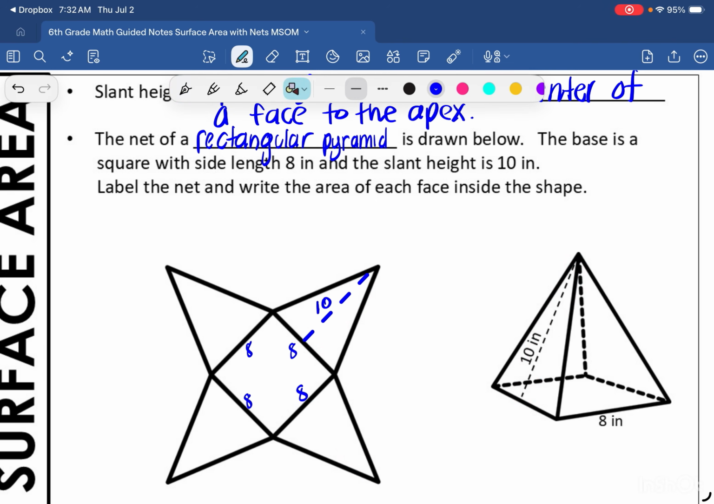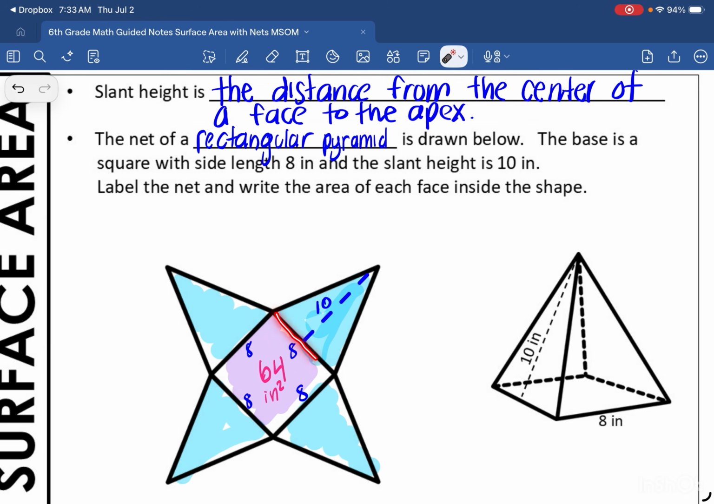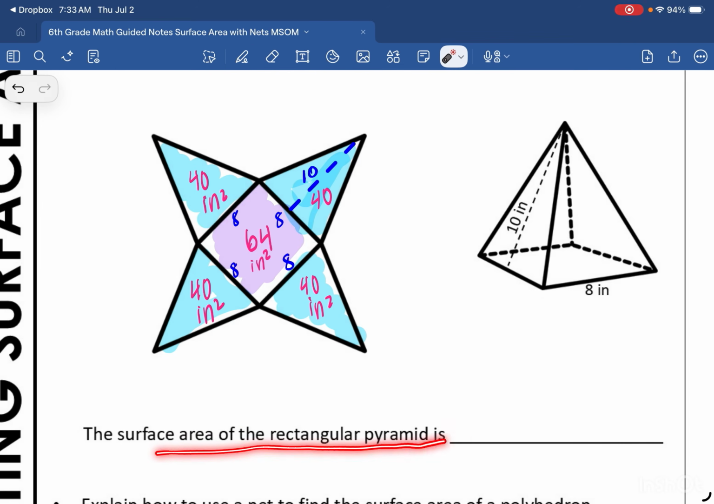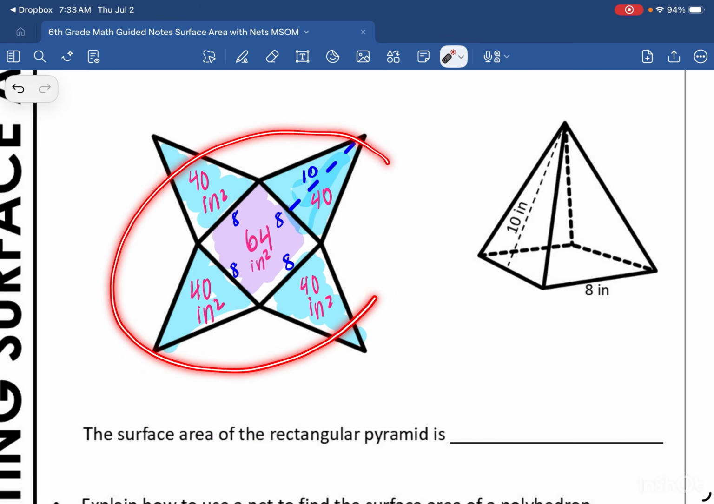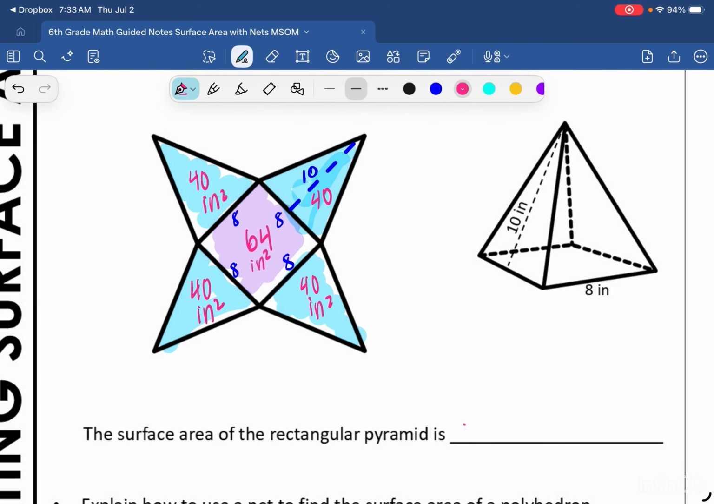The face in the middle right here will be 8 times 8. That will be 64 inches squared. The triangles will all have the same area because that base is a square. Therefore, they will all have the same base length. The area will be 8 times 10 divided by 2. 8 times 10 is 80, divided by 2 is 40. The surface area of the rectangular pyramid, so if I sum up all those numbers, 40, 40, 40, 40, plus 64, that gives me 224 inches squared.